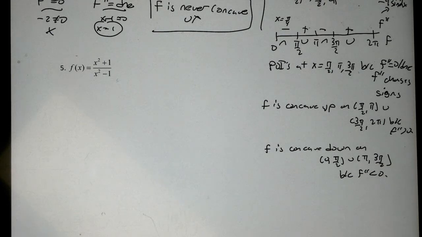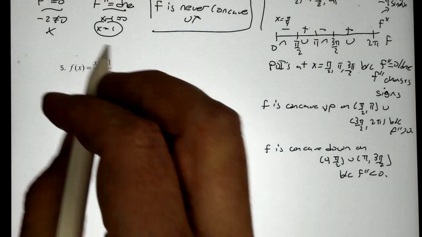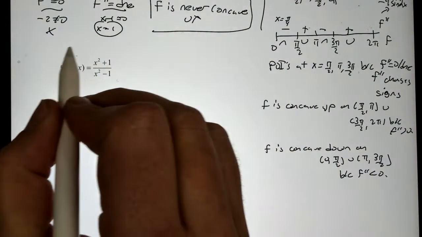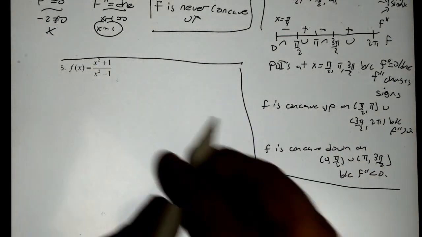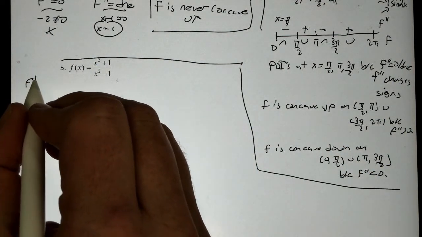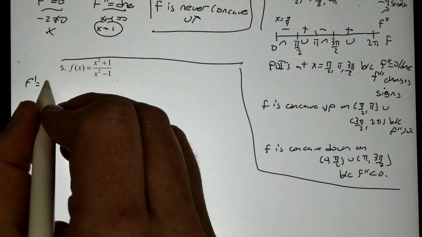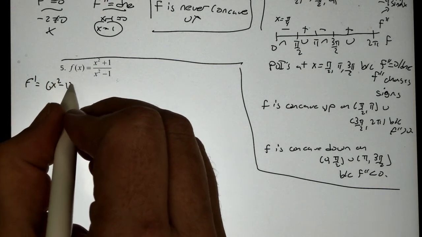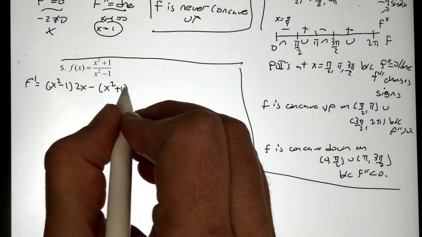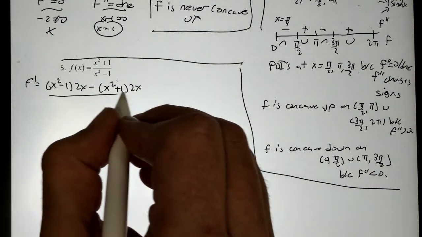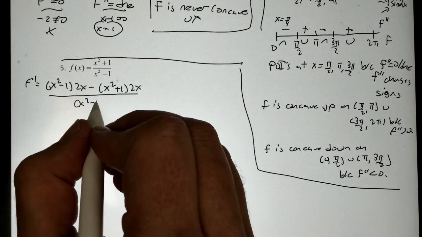So let's take a look at an even worse one. All right, last example for today. We want to find out where this function is concave up and concave down. The first derivative, I'm going to use quotient rule: low, d high, minus the top, x squared plus 1, d low, 2x, over the bottom squared.